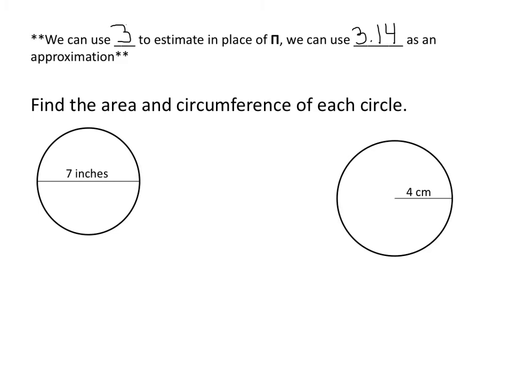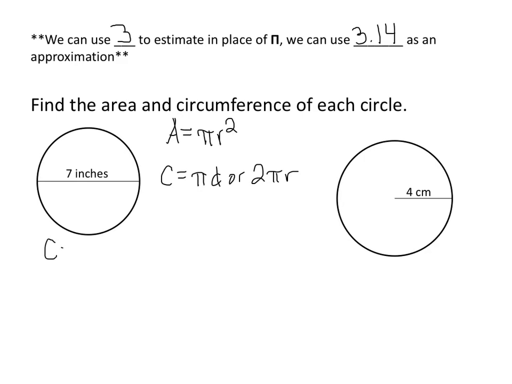So we want to find the area and circumference of each circle. And actually, we didn't talk about area earlier, but the area of a circle is just going to be pi times your radius squared. So in this first one, if we're doing the circumference, remember circumference is equal to pi times your diameter, or 2 times pi times your radius, depending on what you have.